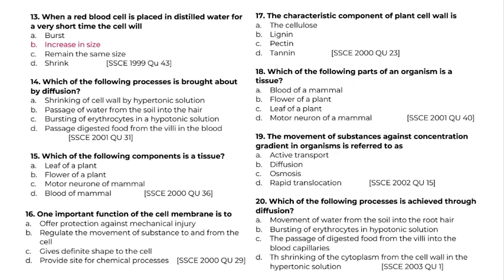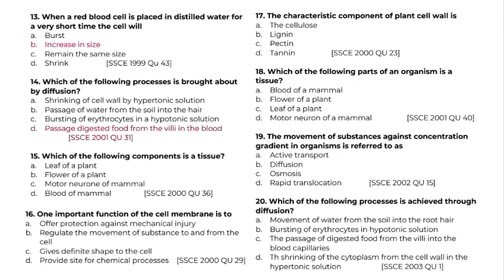Shrinking of cell wall has nothing to do with diffusion. Passage of water from soil into the hair is by osmosis, not diffusion. Bursting of erythrocytes in the hypertonic solution has nothing to do with diffusion. So the only option we have left is D, that is the passage of digested food from the villi into the blood, and that is the correct answer, D.